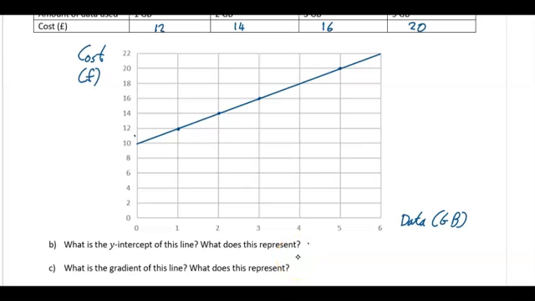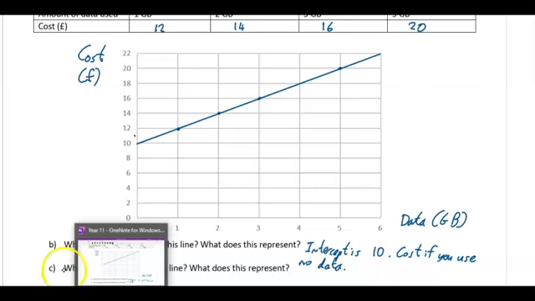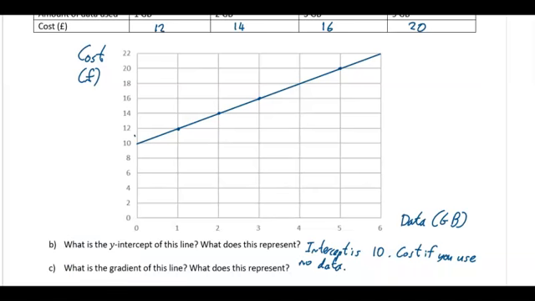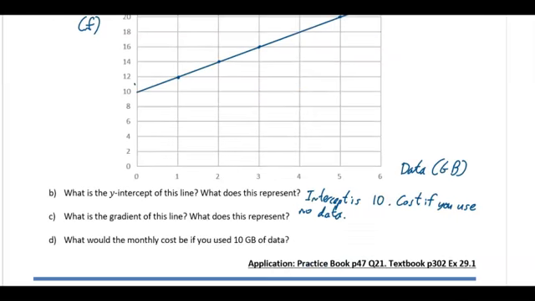Okay, so first of all, the intercept, we'll just say intercept is 10, and that is just the cost if you use no data at all. So if you use no data, it still costs you £10 to have this contract. So remember, the cost was £10 initially, and then it was £2 for every 1 gigabyte of data. Okay, I've sort of answered the question there for part C.